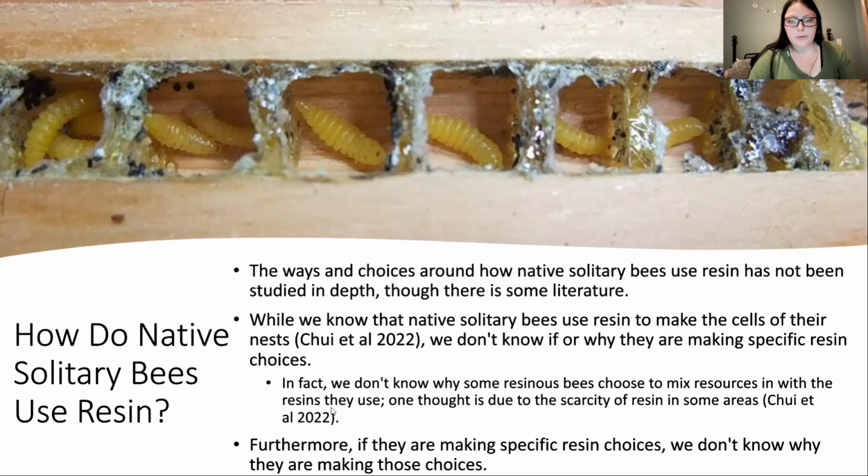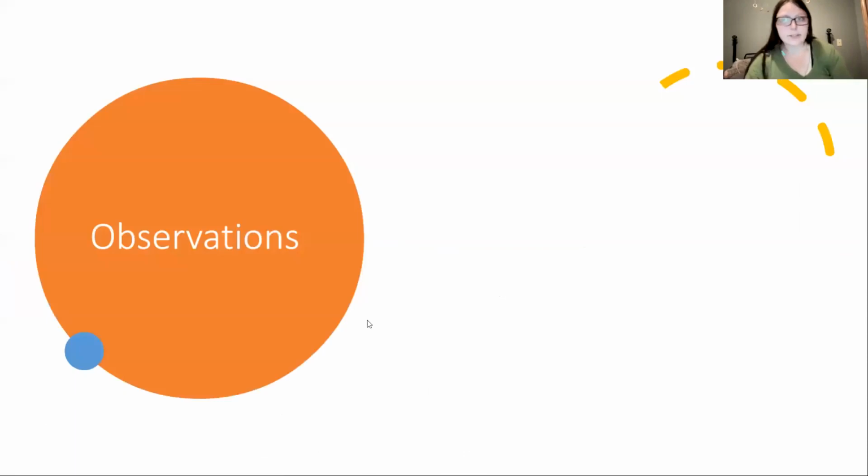We also don't know why some resinous bees choose to mix resources in with the resins they use. One thought is that it might be due to the scarcity of resin in their area. Furthermore, if they are making specific resin choices, we don't know why they are making those choices. So my observations.